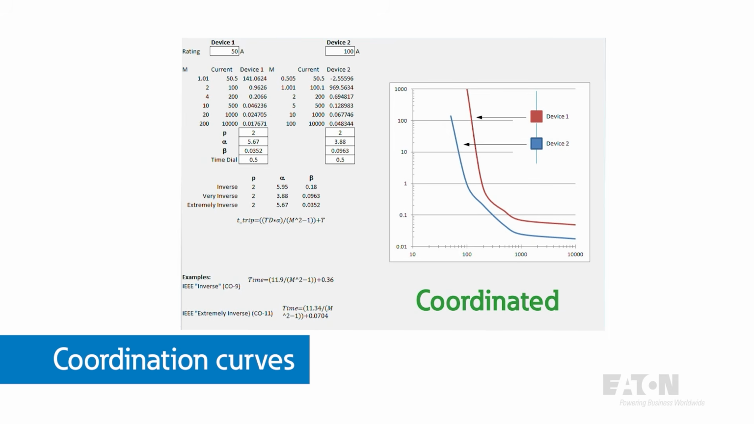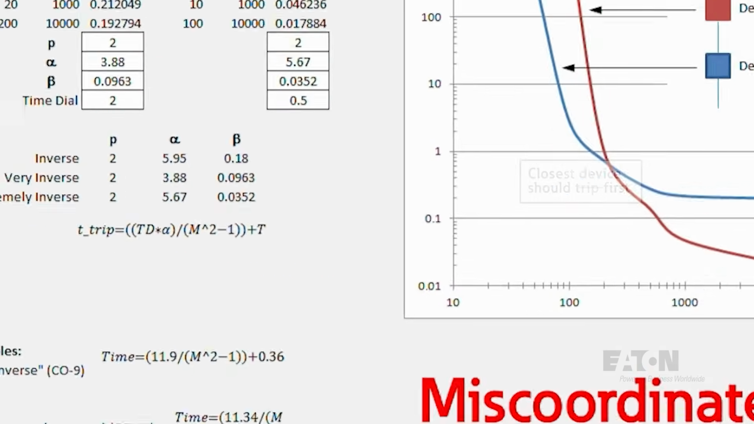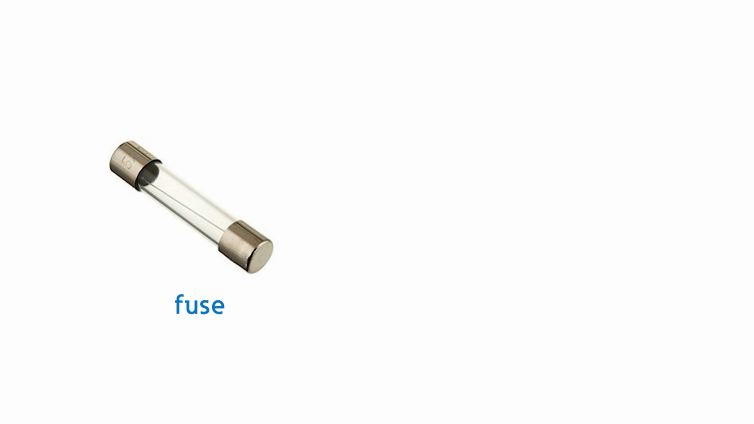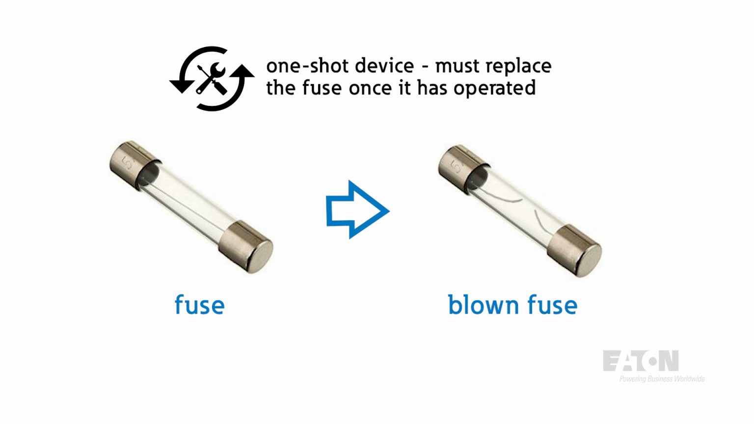TCCs are essential for coordination. They help ensure the device closest to the fault reacts first, minimizing disruption. By overlaying TCCs from different devices, we can visualize how they interact. If two curves cross, it's a red flag. It means both devices might trip for the same fault, which could lead to unnecessary outages. Fuses are the most common protective devices in utility systems, but they're one-shot devices.